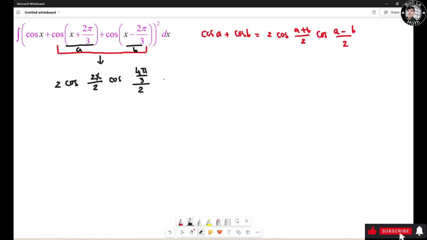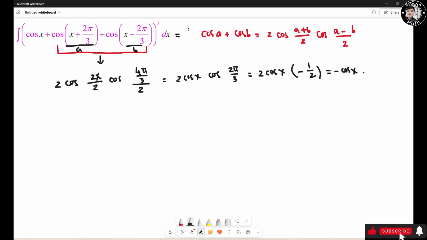Now we need to simplify this. It turns out to be 2 cos(s) times cos(2π/3). Now cos(2π/3) is negative 1/2. So it's 2 times cos(s) times negative 1/2, which turns out to be negative cos(s).